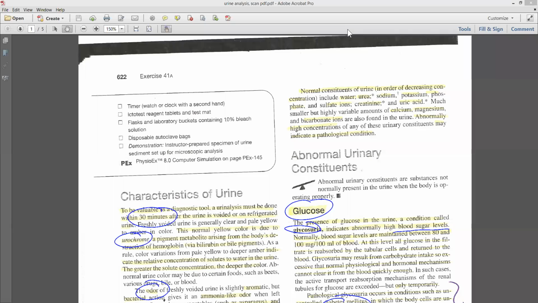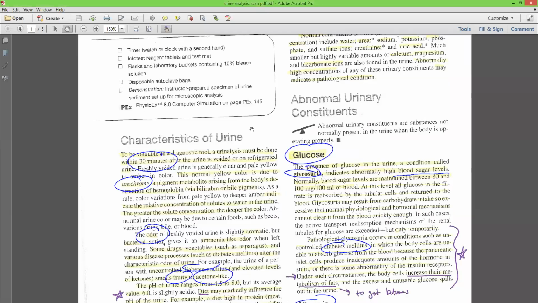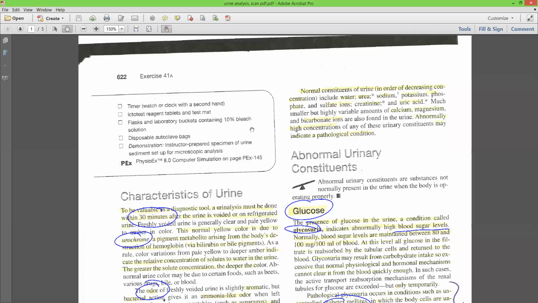Okay, so UAs, which is short for urine analysis, is a good, easy way to detect if there's anything going on with your patient. Okay, so we're going to go through some things here, and ideally what you have is a chem strip.